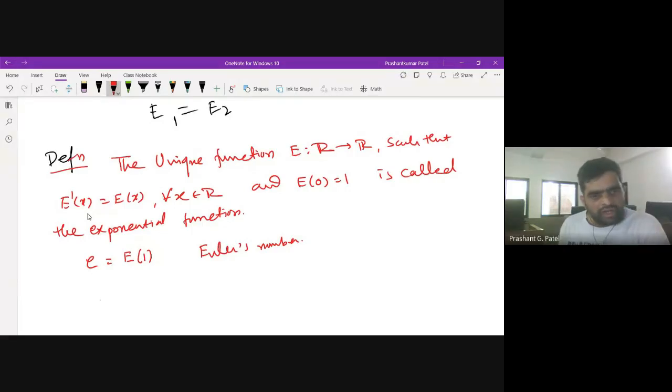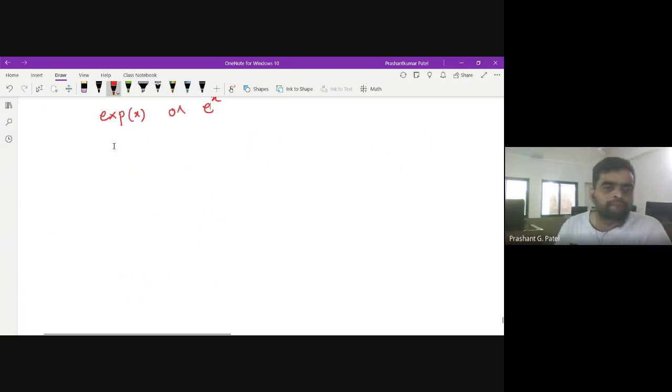And then the notation that we are using for the exponential function is exp of x or e power x. These are the notations we are using for the exponential function. Now there are certain properties of exponential functions that we need to discuss here. So I'm going to discuss that property here. That is the first theorem. The exponential function.